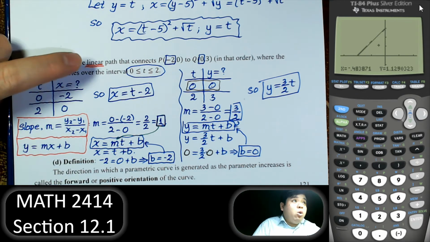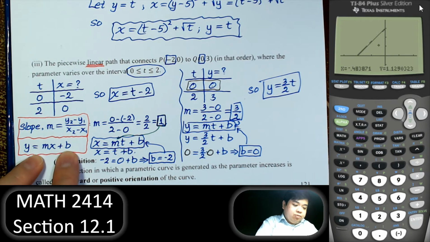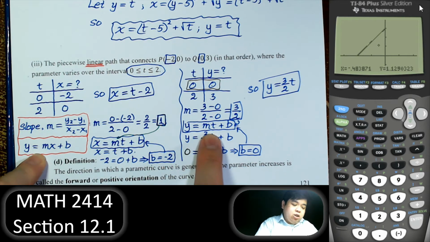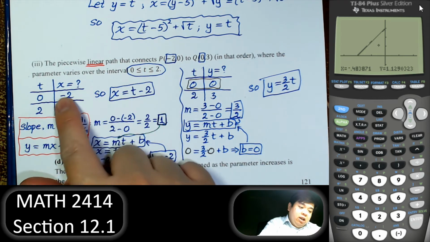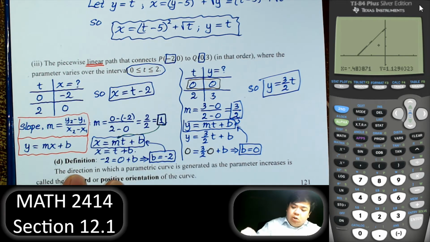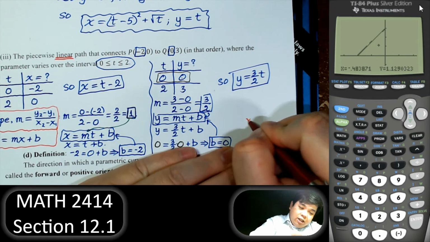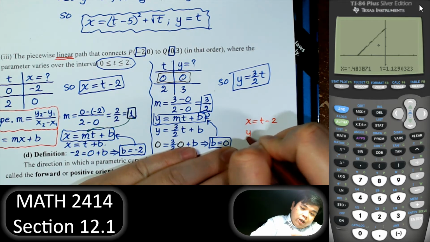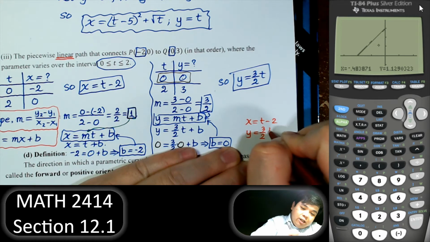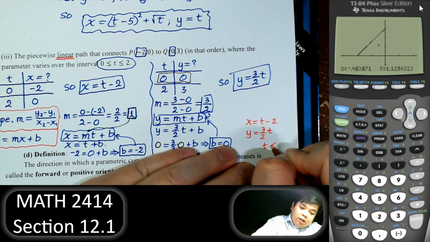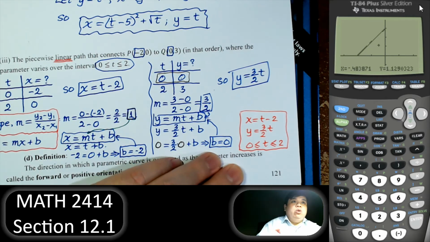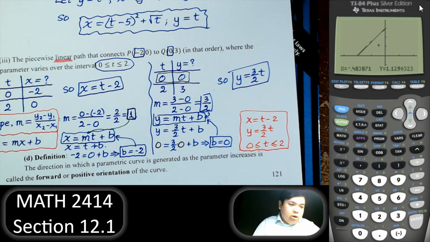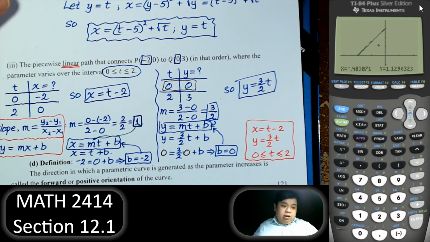Because we know this is a line, the equation of a line in general is that. So we find the slope and find the y-intercept. And in this case we want specifically, actually let's just write the answer here. x equal to t minus 2, y equal to 3/2 t, and t between 0 and 2. So this is the parametric equation. It's easy to know that it is a line.